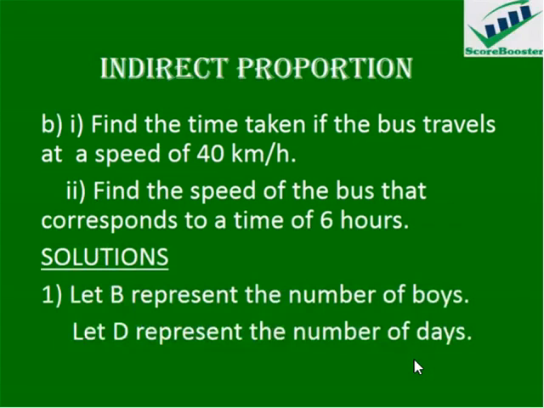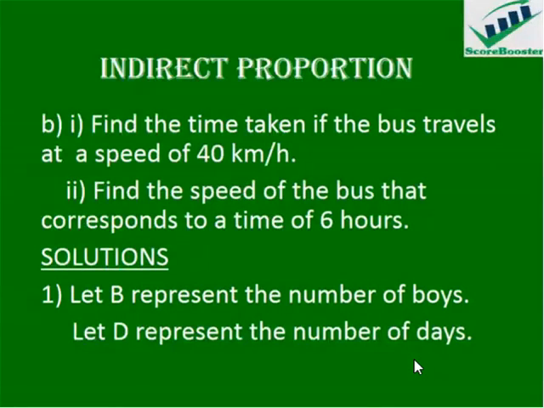So the second part of the question says that we should find the time taken if the bus travels at a speed of 40 km per hour, and we should find the speed of the bus that corresponds to a time of 6 hours. These are simple questions. So we now will move to the solution of this question.